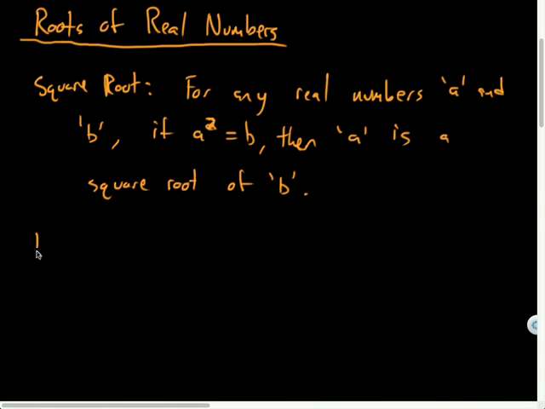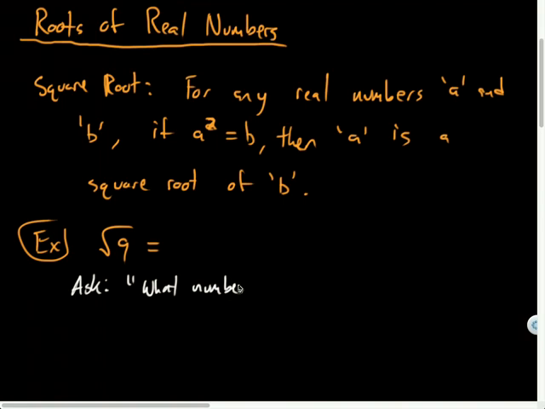But anyways, example: if I ask what is the square root of 9, how would you describe that? What is that actually asking us? What times what is 9? What times itself is 9? So this is asking the question, what number multiplied by itself is 9? That's the question that it's asking. So when you hear square root of something, that's what it's trying to determine.